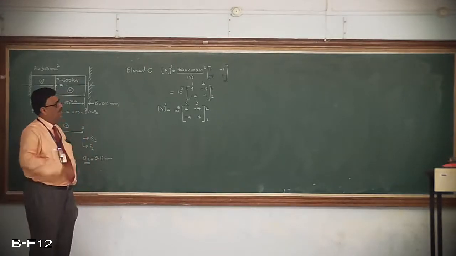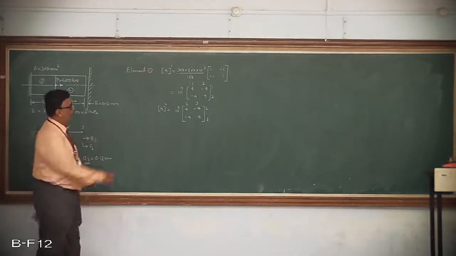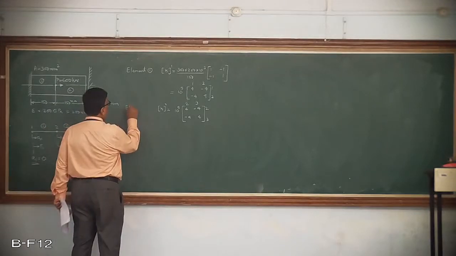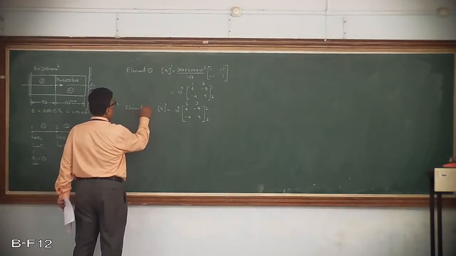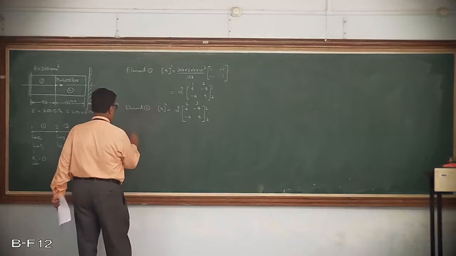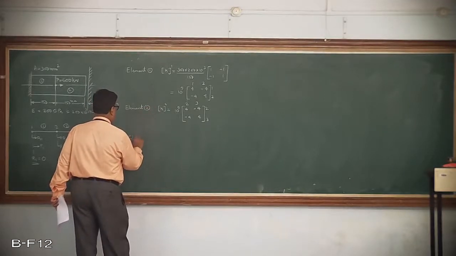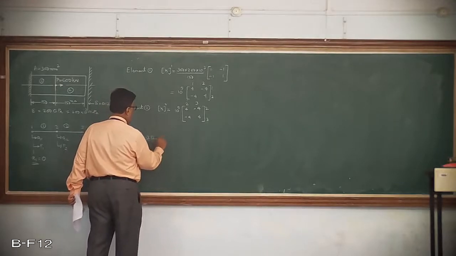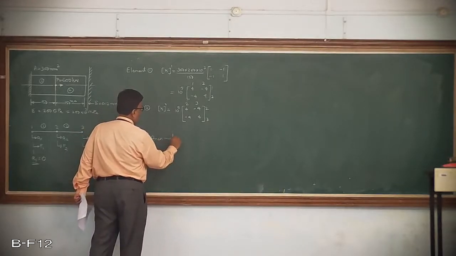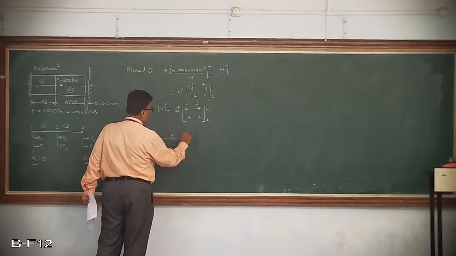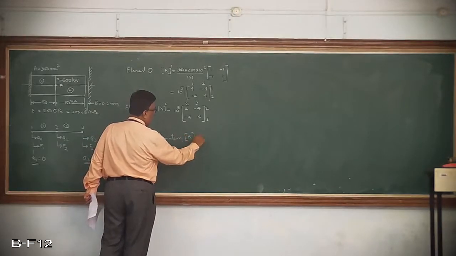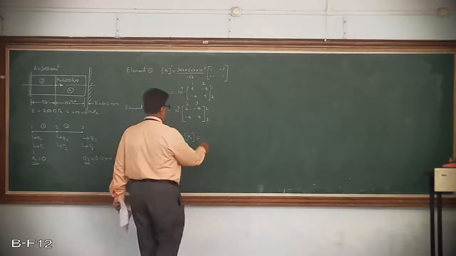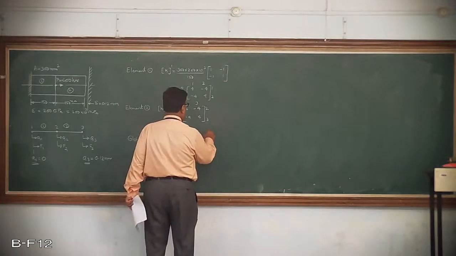Once we write the element stiffness matrix for both element number 1 and element number 2, we need to first find the global stiffness matrix. So let me write the global stiffness matrix, and this is going to be capital K. Since there are 3 degrees of freedom, it is going to be of 3 by 3 size.